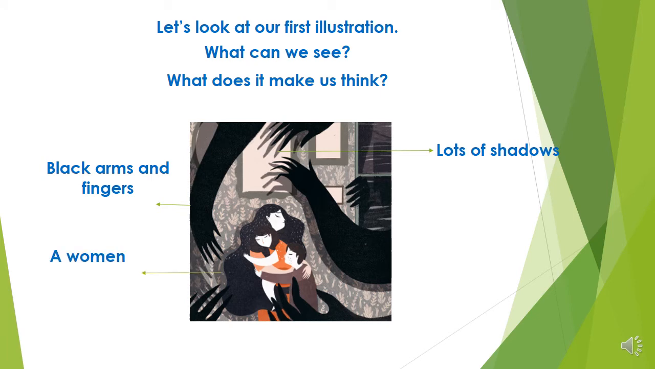There's a woman. She seems to have a sad look on her face, which makes me think she's worried. And there's a child that seems to be holding on to her mum. There's another person in the hug as well. This makes me think that perhaps they're a family.